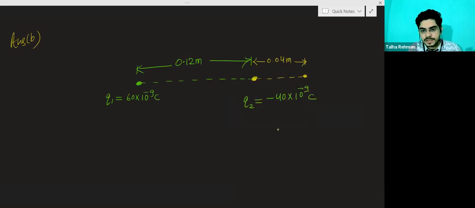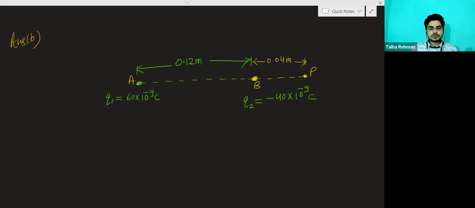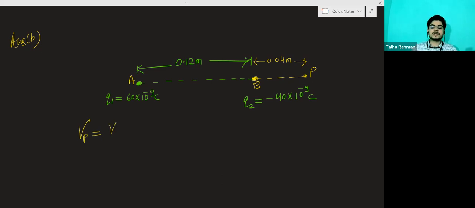Okay. So Q2 is placed at point B and Q1 is placed at point A. Now you have to find the potential, suppose at point P. So this is the point P, here you have to find the potential. Again, very easy question. Calculation is there only. So potential at point P will be due to the charge at point A and charge at point B. So you will write the potential due to charge Q1 at A at point P plus potential due to the charge at point B at point P.